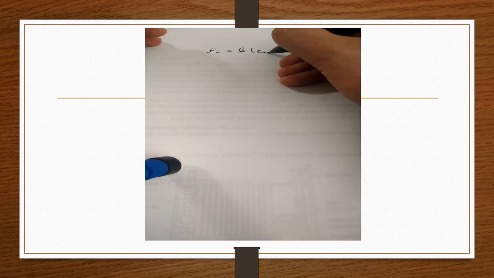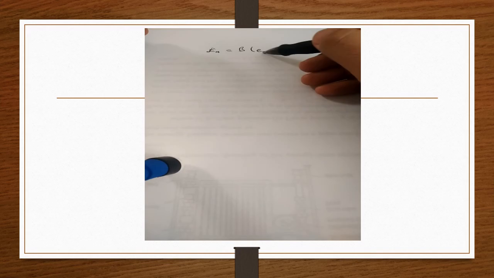Now we are going to find the evaporation rate by using the aerodynamic method. The evaporation rate using the aerodynamic method is B, which is the vapor transfer coefficient, times (EAS minus EA), the saturated water vapor minus the water vapor. Let's first define B, the vapor transfer coefficient.